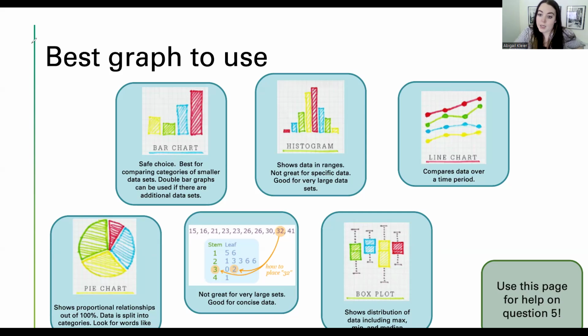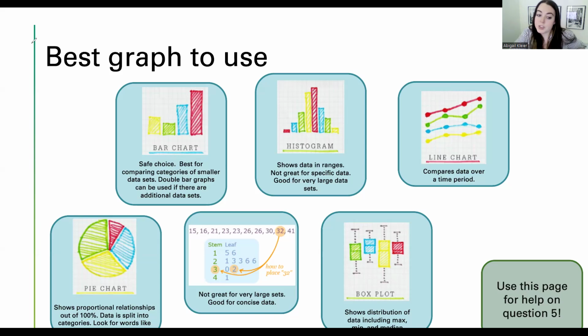Next, we have a line chart, sometimes called a line graph. When you use a line chart or a line graph, that is comparing data over a specific time period. So that could be weeks, that could be days, that could be hours or years. The biggest thing to note is that it is over time. So whenever your data set is discussing time, the line chart or line graph would be the best graph to use.